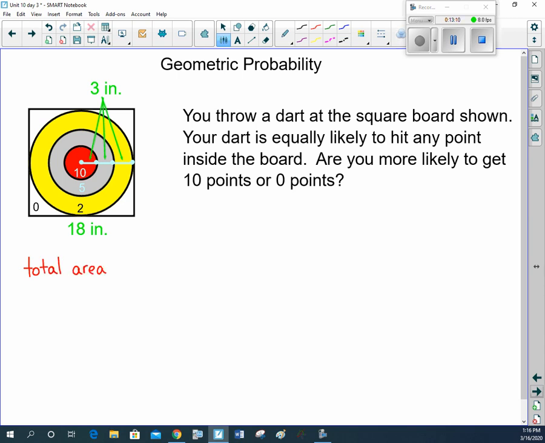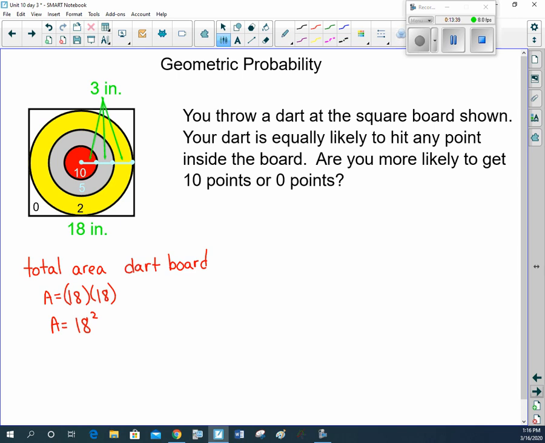Well, it looks like it is a square. It says it's throwing it at a square board. One of the sides is 18 inches, so I think the total area then is 18 times 18. So we'll just say it's 18 squared. Okay, so then are you more likely to get 10 points or 0 points?